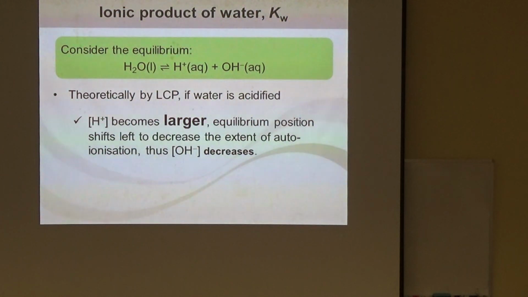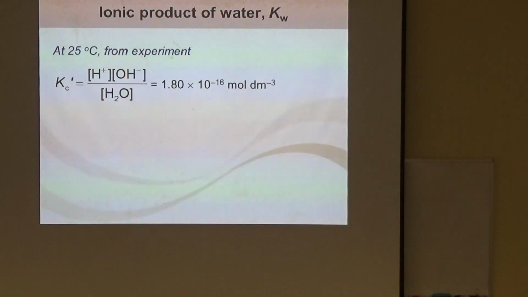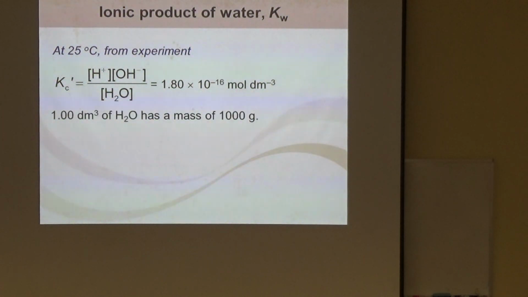So if you put acid into water, H plus becomes larger, and the position of equilibrium shifts to the left. Maybe some of the H plus will combine with the OH minus, which causes the concentration of OH minus to decrease. If you calculate the value for the expression H plus times OH minus over the concentration of water, it is actually 1.8 × 10 to the power minus 16.